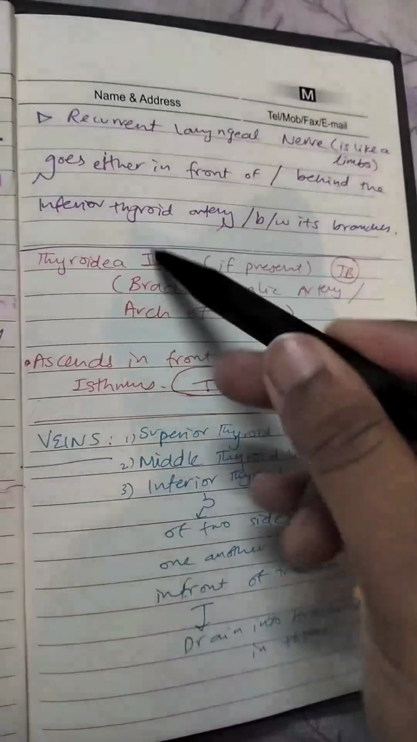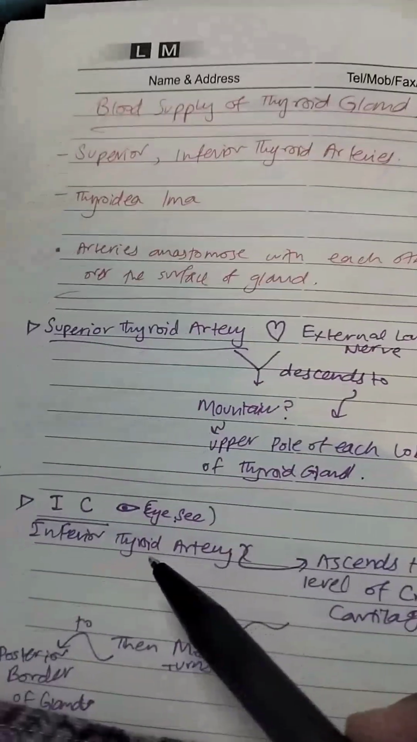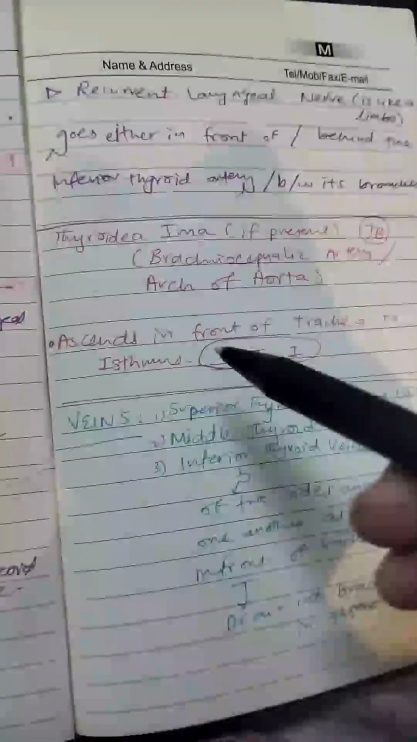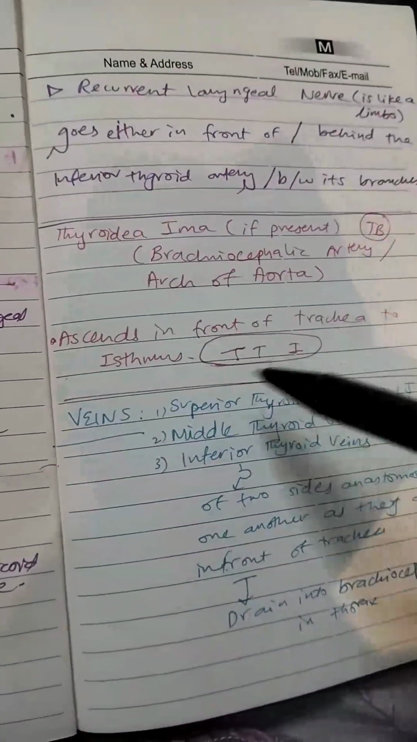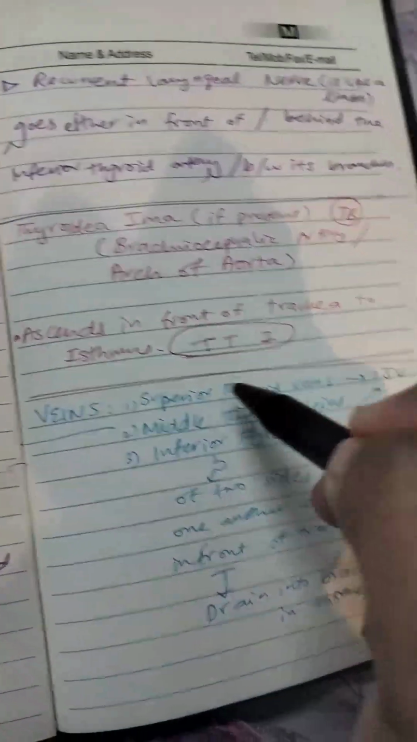Now, if the thyroidea ima is present, then it is a branch of the brachiocephalic artery or arch of the aorta. So please remember that with TB. And I don't know if I told you before, but the inferior thyroid artery is a branch of the thyrocervical trunk. Thyroidea ima is going to ascend in front of the trachea to the isthmus. So TTI. Thyroidea ima in front of the trachea towards the isthmus.